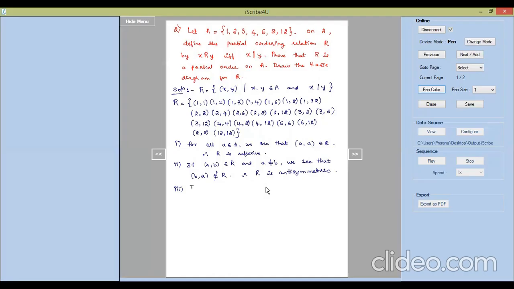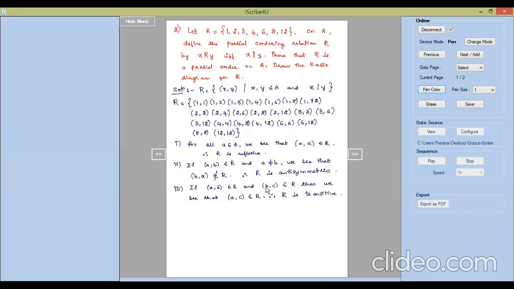So what is the condition? If A comma B belongs to R and B comma C belongs to R, then we see that A comma C belongs to R. Therefore, R is transitive.